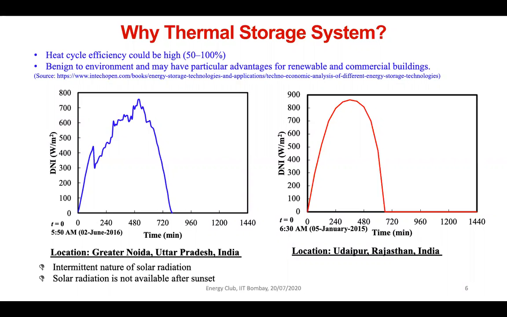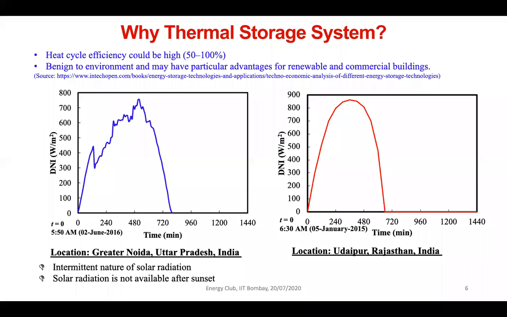I have plotted two DNI. The DNI means direct normal incidence of solar radiation. One I have plotted for Greater Noida, measured in the year 2016, whereas another one is Udaipur. It is in Rajasthan, and here the variability in solar radiation is expected to be very low. So if you see, one profile is showing very drastic change. Basically, it's a cloudy day, whereas another profile is very smooth, and around 12 noon or 1 p.m. we get the highest DNI.